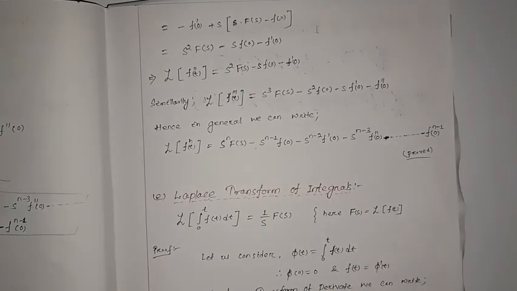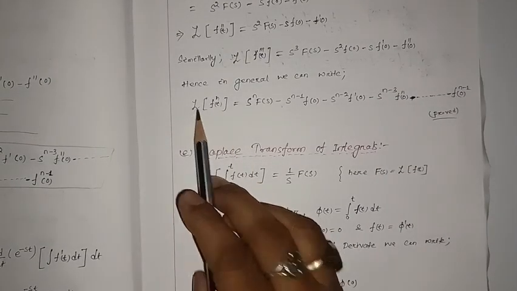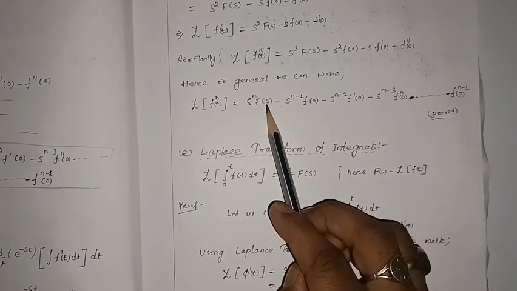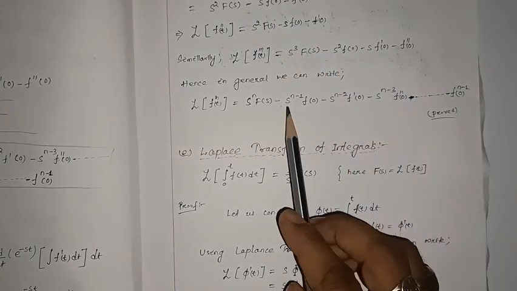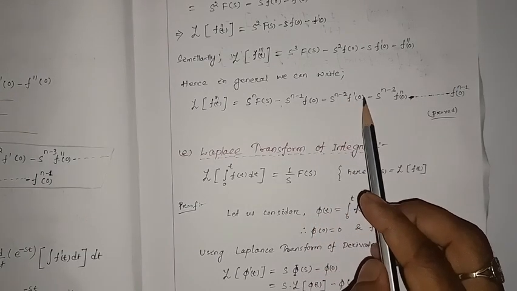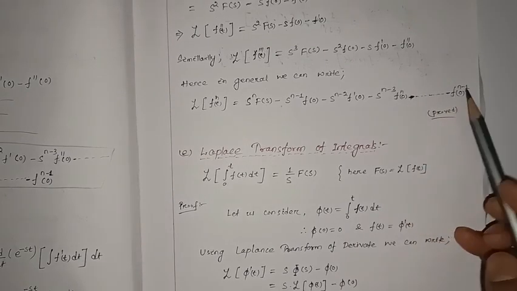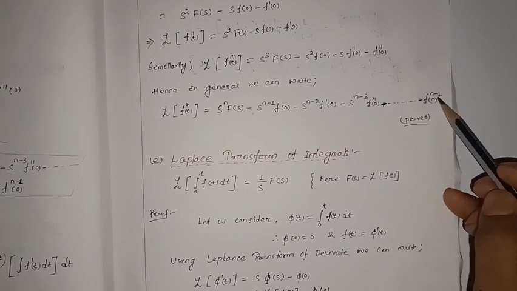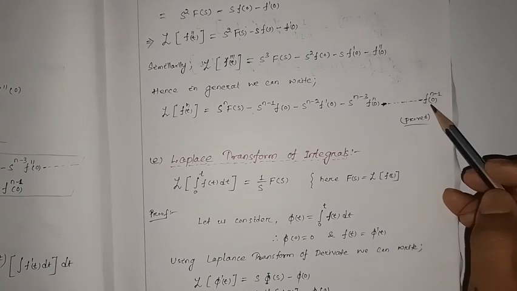Hence, in general, the nth derivative and its corresponding Laplace transform will be s to the n capital F of s minus, and here you can see the power of s gradually decreases, s to the power n minus 1 f of 0 minus s to the n minus 2 f dash 0 minus s to the n minus 3 f double dash 0, and so on, minus the n minus 1th derivative of f at 0.